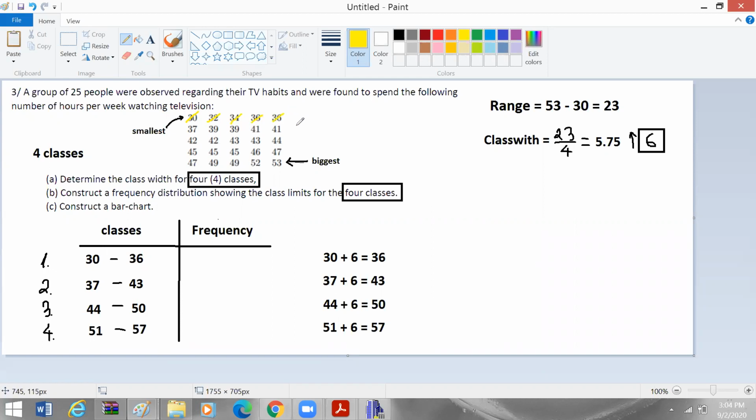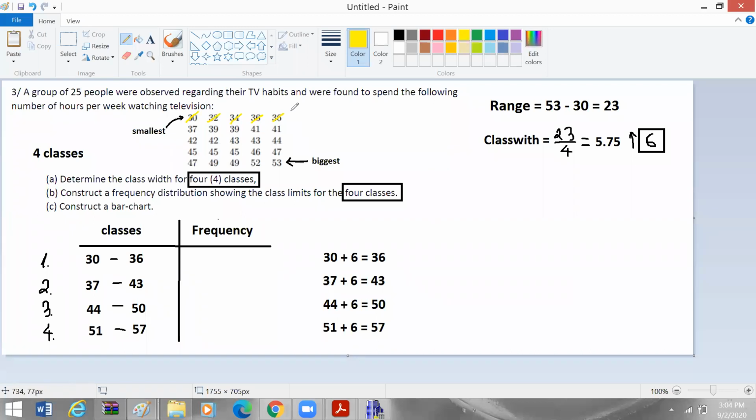5. Yes. As you can see, the 36 repeats, right? Then we count twice. If they repeat twice, we count twice. So the frequency is going to be 5. It cannot be 4, because we need to count the number of people, right?